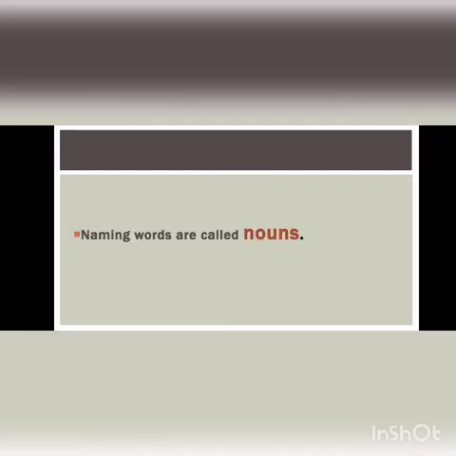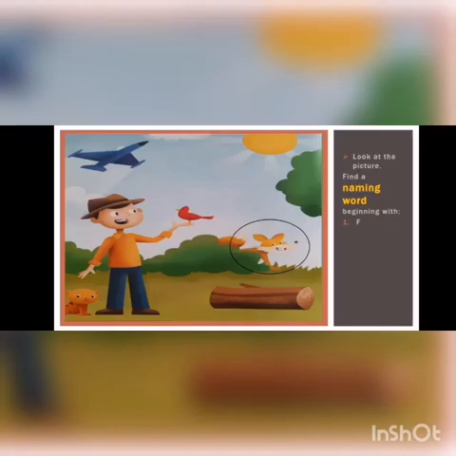So, naming words are called nouns. Look at the picture. Find a naming word beginning with F. Excellent. It's fox. So there is a fox in this picture. F, fox.